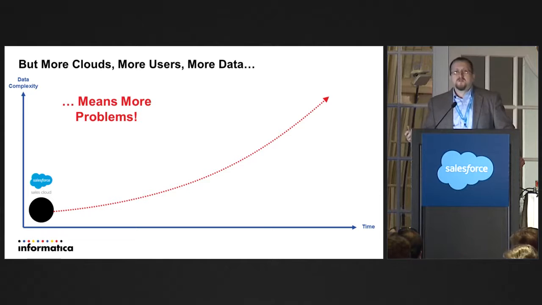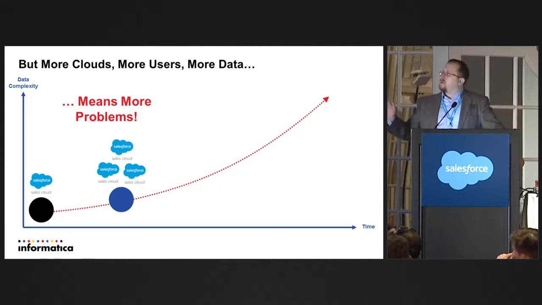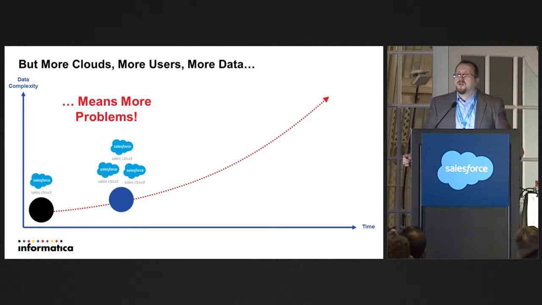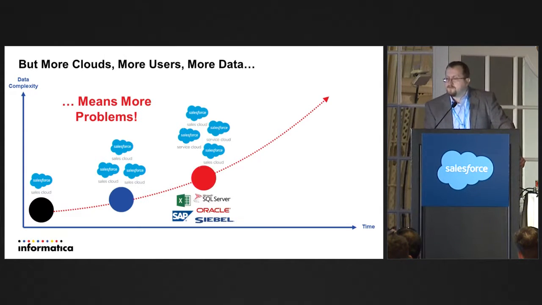But of course, more clouds and more integrations and more users and more data mean more problems. Most of us follow the same technique, right? We start off with maybe a singular cloud where we get by using Data Loader to load maybe flat files or something like that. Then maybe we acquire a company, so we end up with two Sales Clouds. Perhaps if you're a multinational, you end up with a European cloud and a US cloud, and you'd like to share the data between them.